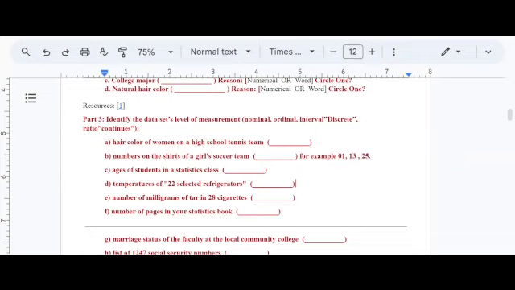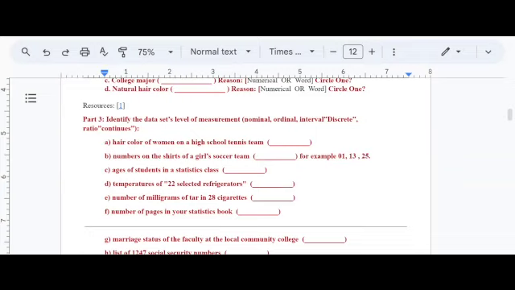Of course, another word for continuous is what? Ratio. So don't get confused. Ratio and continuous is the same thing. And the other word is what? Interval, it's discrete. So it's the same thing. Discrete and interval is the same thing.